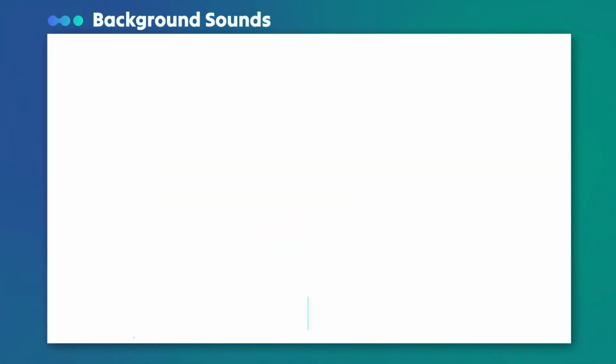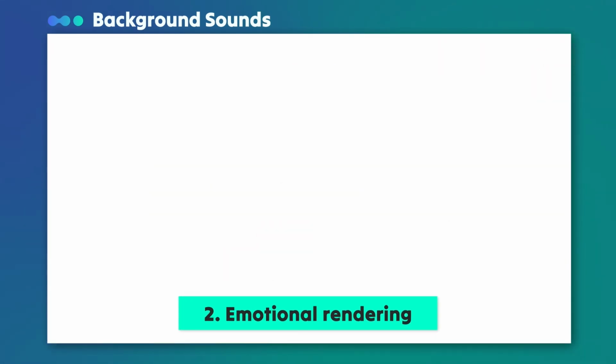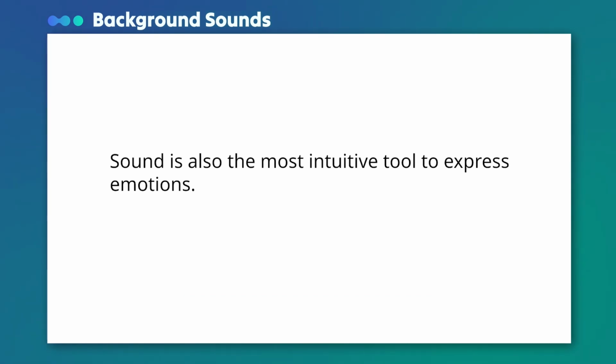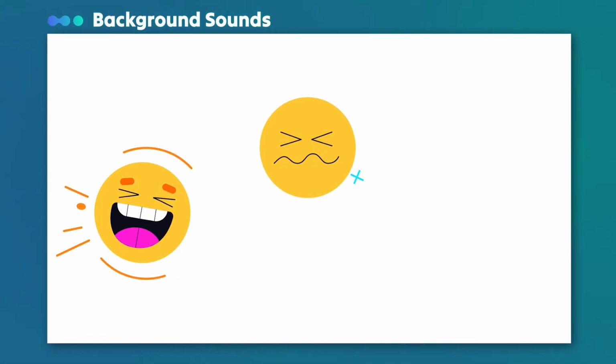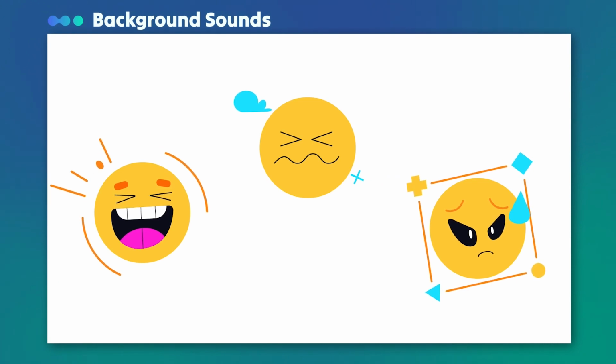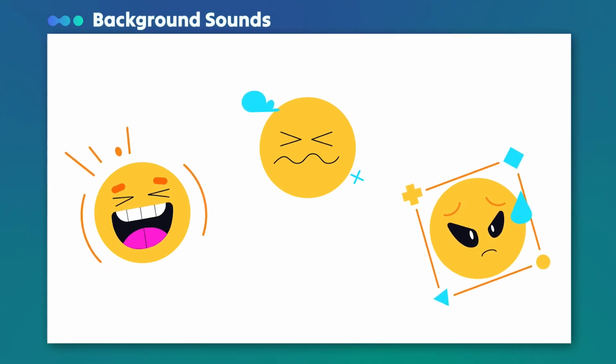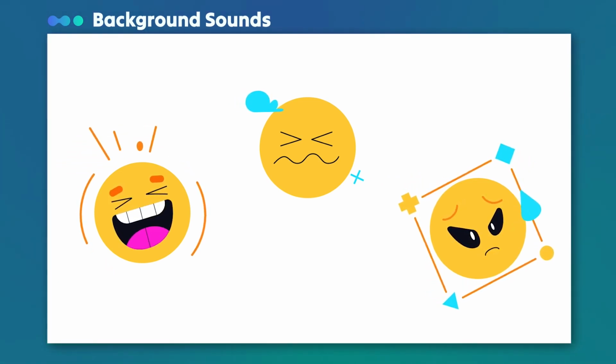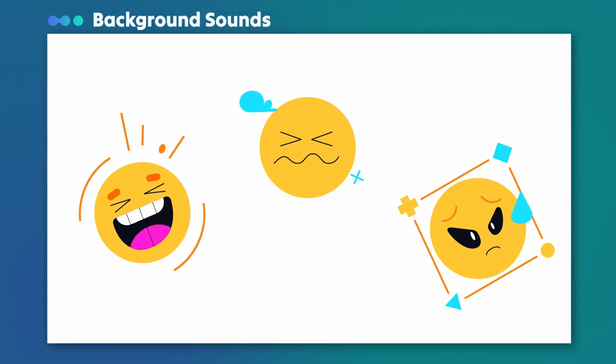To further expand. 2. Emotional rendering. Sound is also the most intuitive tool to express emotions. For example, intense battles, fear of unfamiliar environments and potential dangers, and tension caused by time constraints. These complex emotions can be conveyed to players through sound in the auditory dimension.